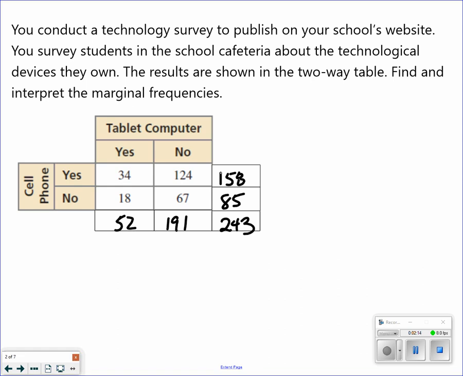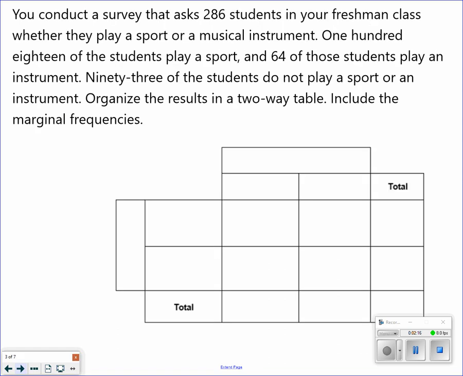You conduct a survey that asks 286 students in your freshman class whether they play a sport or a musical instrument. 118 of the students play a sport, 64 of the students play an instrument, 93 of the students do not play a sport or an instrument. Organize results into a two-way table. So we kind of have two different questions here. So you have sport, yes or no. You have musical instrument, yes or no.